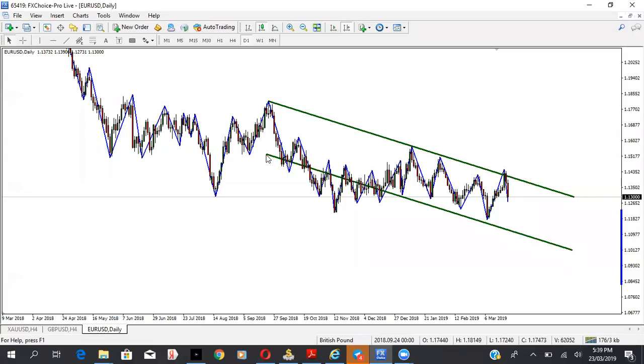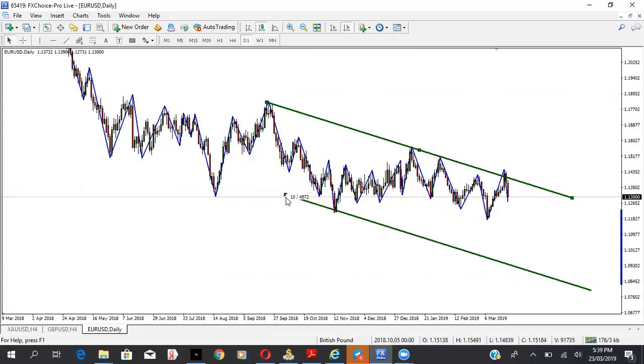So after doing that, I take this point, because the two lines can move. I pick this lower one and put it here. So do you see my channel? This is how you draw a falling channel.